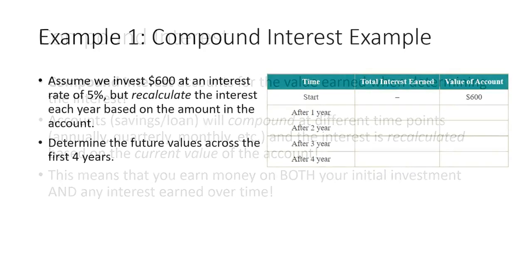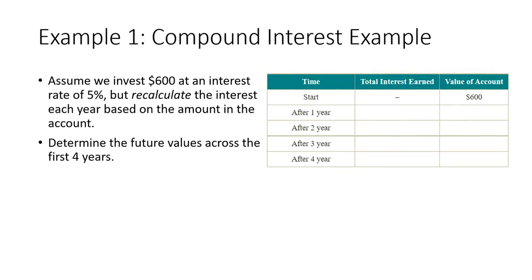So if we invest that $600 at a rate of 5% and we recalculate the interest each year based on the amount in the account, we can determine how much money we would have after 4 years. After the first year, it's still 5%, so this would still be $30, and this would be $630. 5% of 630 is 630 times 0.05, or $31.5. And if we add that to our total, that gives us $661.5.